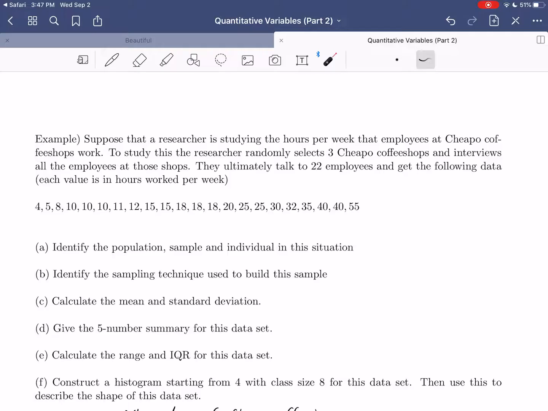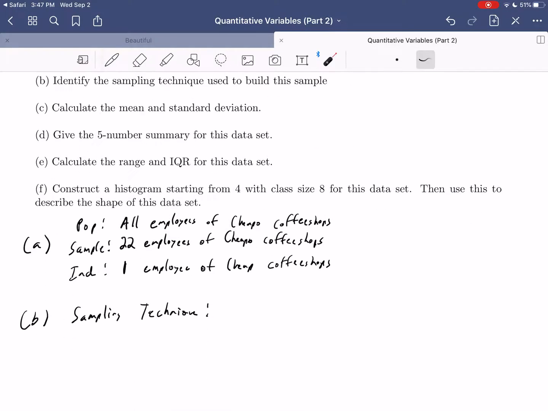Well, we got to be a little careful here. It said we randomly selected 3 coffee shops, but notice we talked to 22 employees. So we selected 3 shops, but we were talking to 22 employees. That meant that every time we chose a shop, we added multiple individuals to our sample. That makes our sample a cluster sample because every coffee shop gave us several individuals for our sample. So our sampling technique here was cluster. And the clusters were the shops. We randomly selected 3 shops or 3 clusters and ended up with 22 individuals in our sample.